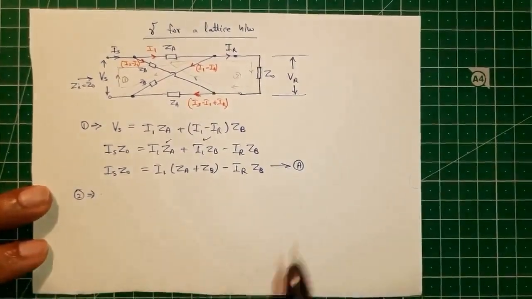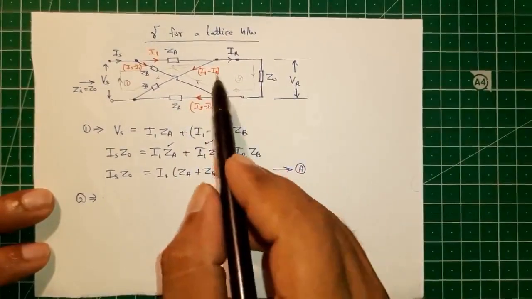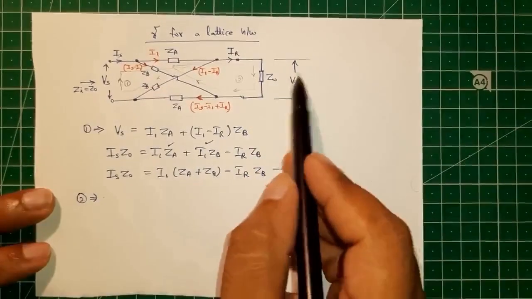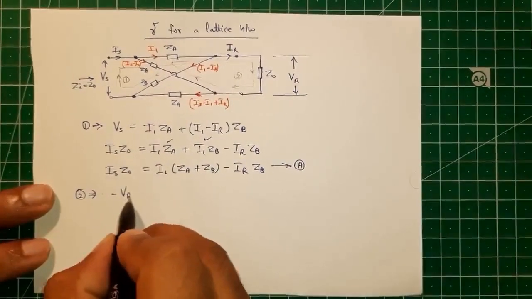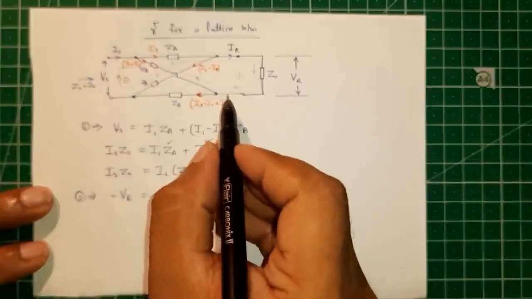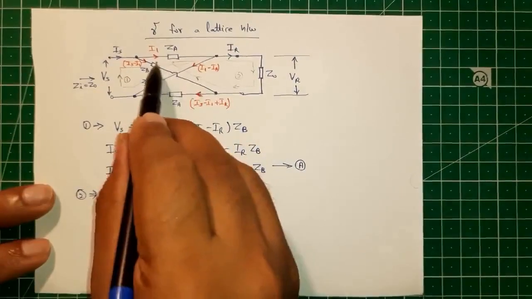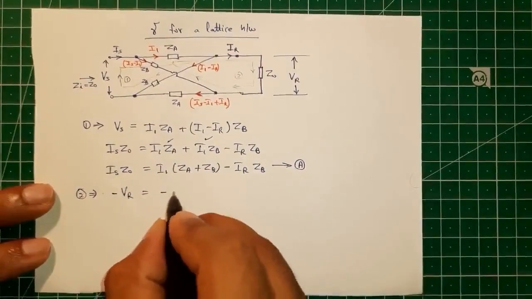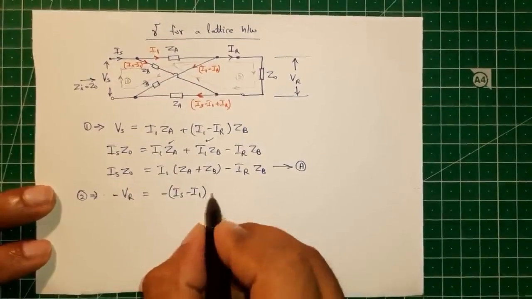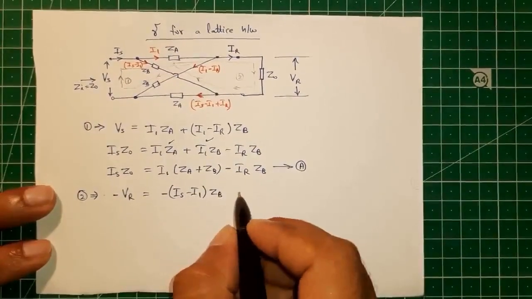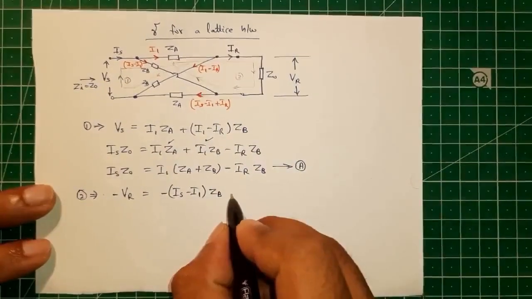And then we will write the Kirchhoff's voltage law for loop 2, the second loop. Here we are traversing against the receiving end voltage, so we have minus VR, which is equal to, here also we are traversing against the current direction, so we have minus of Is minus I1 into Zb. Here we have I1 into Za.